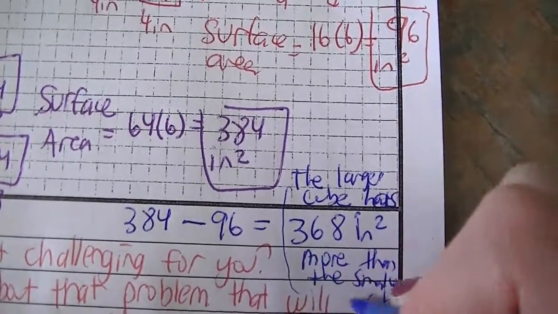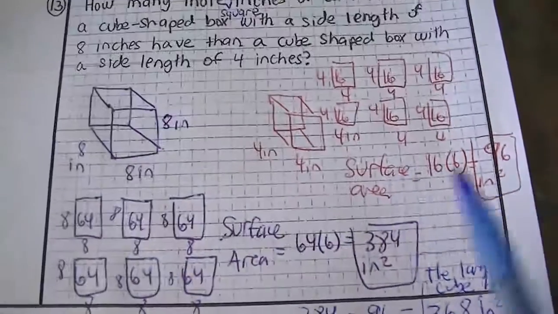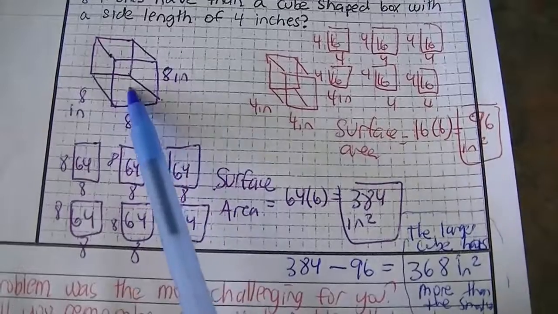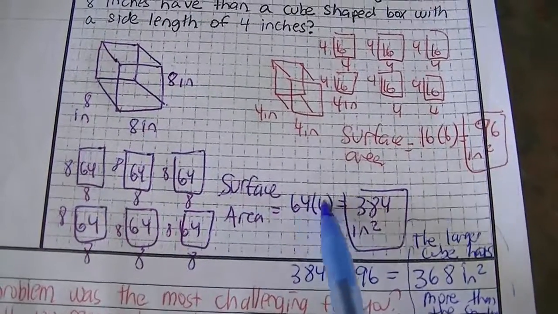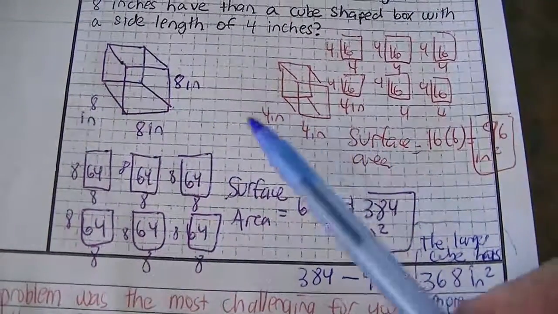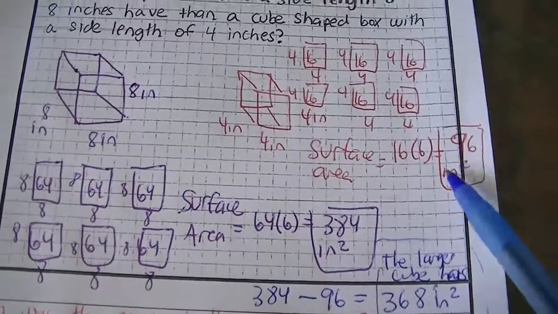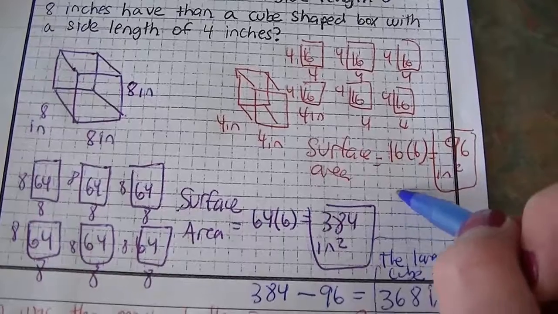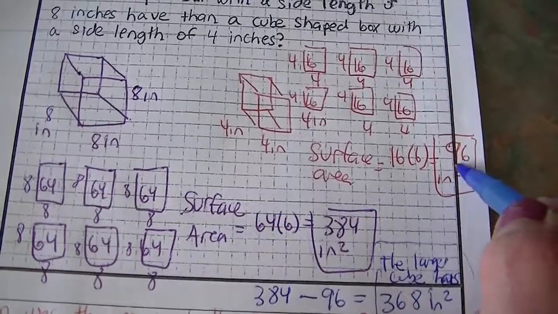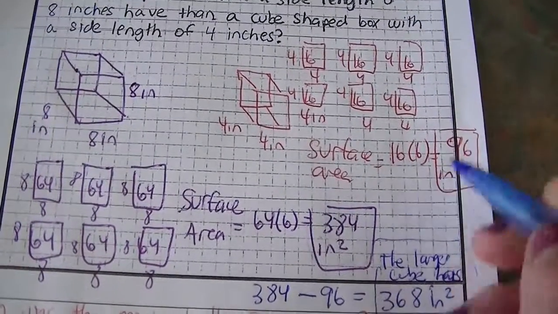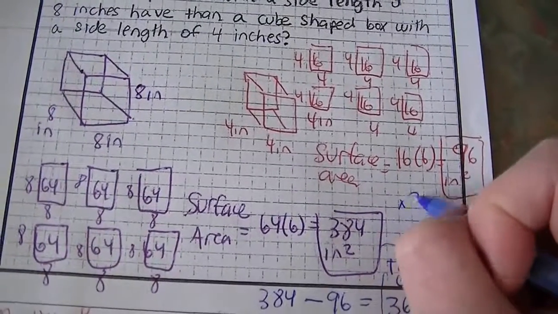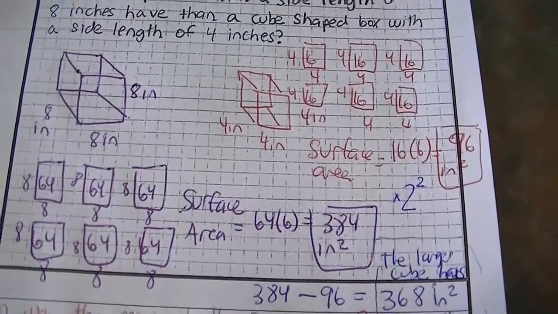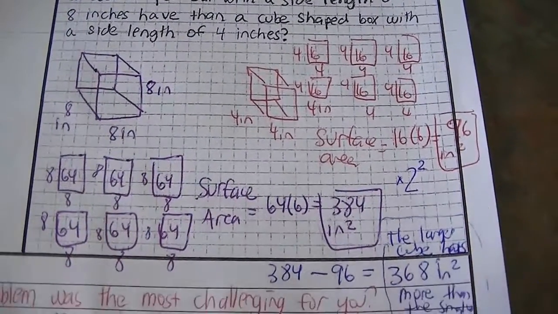And don't get confused because I know that these side lengths are double the size, so you'd think, oh, it's just half of this. It's not, because they're square units. So technically, this purple one is 2 to the second power bigger than this one. Because you think, oh, it's double the size, but it's 2 to the second power. So 96 times 4 is 384.